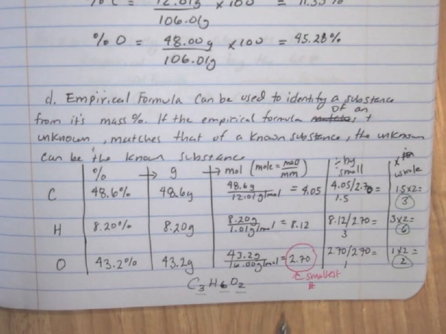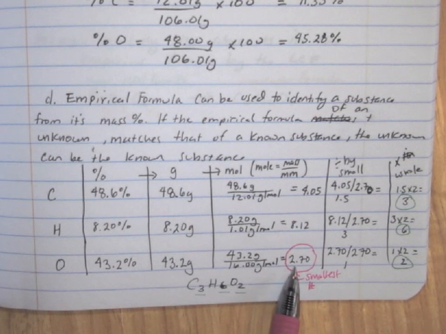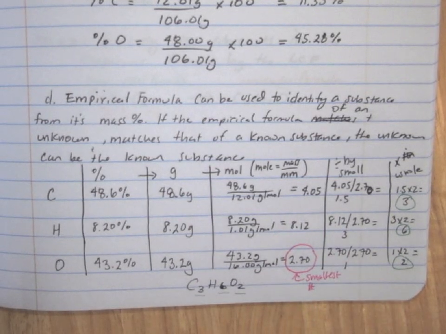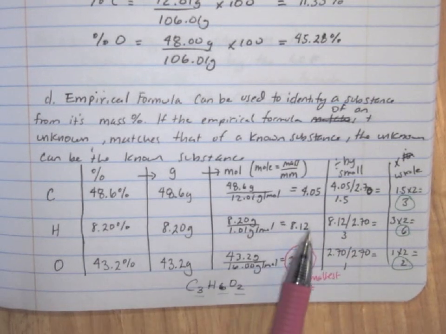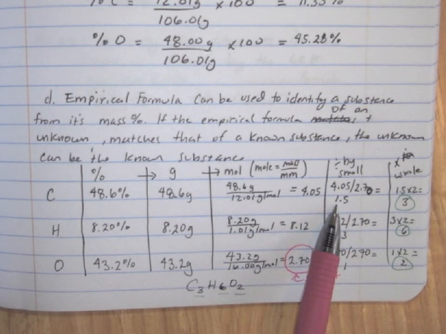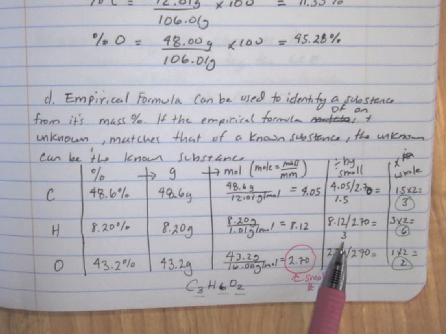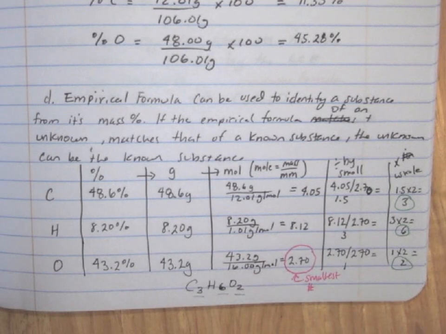That means we're going to divide all of the moles, including the moles of oxygen, by 2.70 to get our smallest whole number ratio. So we divide everything by 2.70. And what we get for carbon is a ratio of 1.5, hydrogen 3, and oxygen 1.